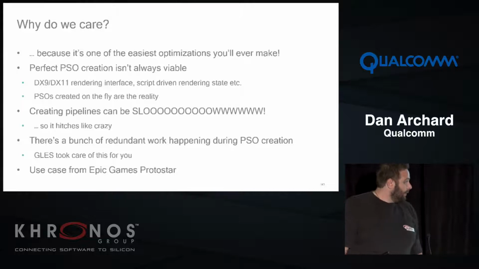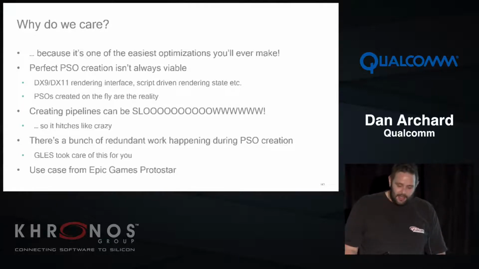So why do we care? Well, we've learned a little bit about this today already. It is very slow to create pipeline state objects. The ES driver basically did a lot of this extra caching for you to speed things up. Now under Vulkan, you have to do it yourself.